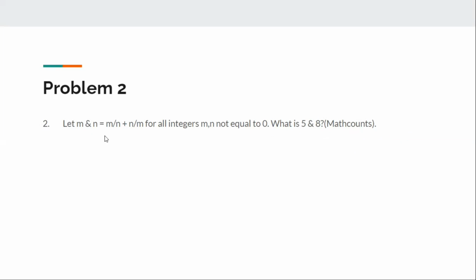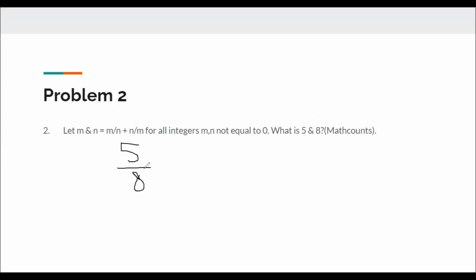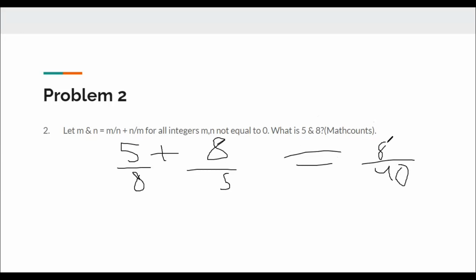So you just plug 5 and 8 into this. If m is equal to 5 and 8 is equal to n, then you're going to get 5 over 8 plus 8 over 5. That's basically all your answer. The denominator is just going to be equal to 40. So 40 plus 25 plus 64, which is going to be 89. So it's 89 over 40. That was also a pretty easy question.